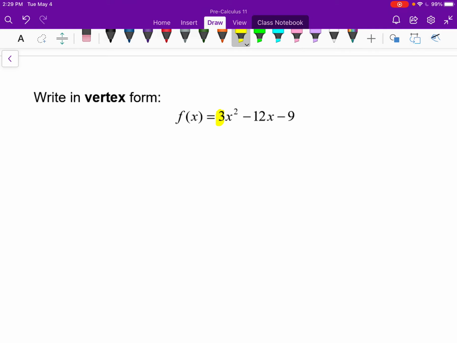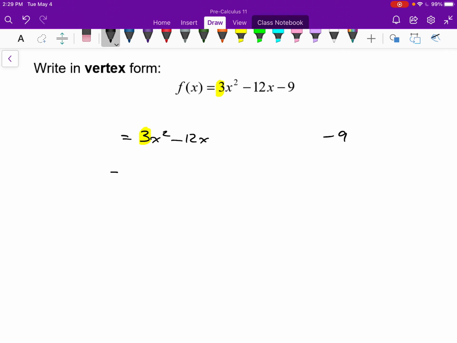What I want to do, though, is I need it to be factored out to be in vertex form. However, I still really don't care about that negative 9, so I'm going to rewrite this as 3x squared minus 12x, and I'm just going to shove the minus 9 over here. However, that 3, I want to factor out just from these terms. I could factor it out from the negative 9 as well, but I really don't care about it right now. So I'm going to take out the factor of 3 from these first two terms, and I get x squared minus 4x. I'm going to give myself some space right here.